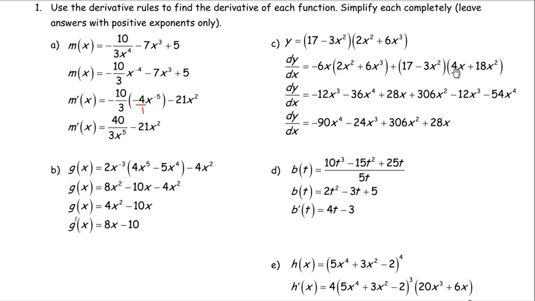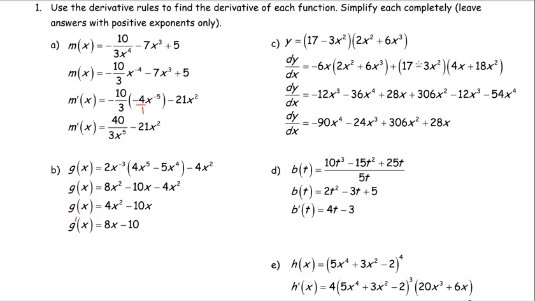So the derivative of 2x squared would be 4x, and the derivative of 6x cubed would be 18x squared. Remember, 3 comes down and multiplies by 6 to give you 18, subtract 1 from 3 to make it 2. So that's the derivative, and now I'm just going to expand these together, collect like terms, and write it in a simpler form. So negative 6x times 2x squared would be negative 12x cubed. Remember, add the exponents. And negative 6x times 6x cubed would be negative 36x to the fourth.